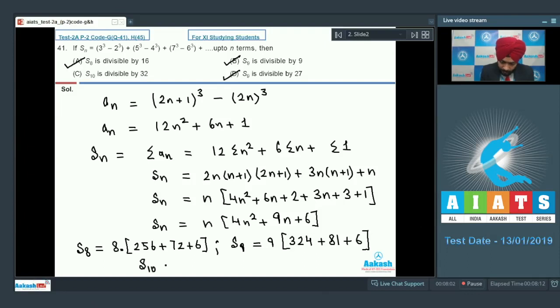Commenting on S10. Ultimately S10 will be 10 into (400 plus 90 plus 6), 496, that is 4960. Yes, you can easily check that it is divisible by 32. So all the 4 options are correct. A very straightforward question. All the 4 options are correct. 41 is done. Let us move on to 42.